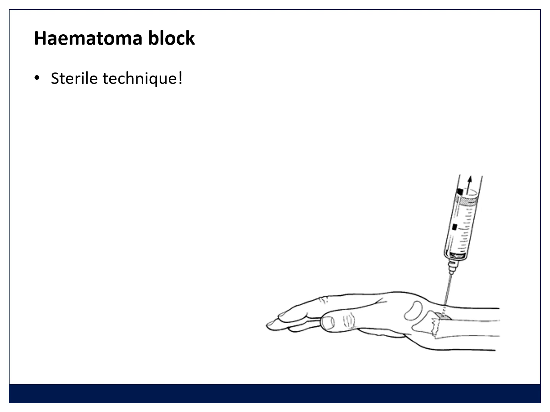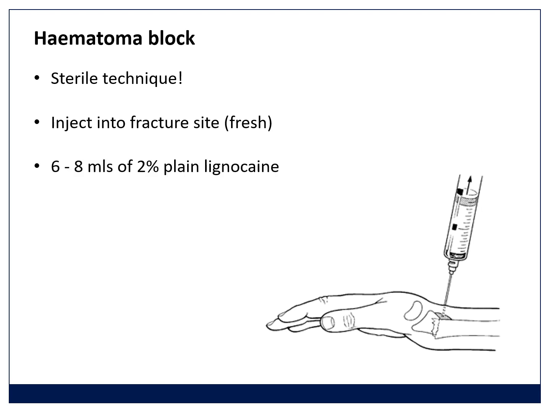Now there are multiple descriptions of this block in the orthopedic literature and in the anesthetic literature, and it's not felt that the risk is very high, but for me that's the thing that I'd be quite careful about. I would use sterile gloves. I would clean the area very well. So use sterile technique, inject into a fresh fracture site. It doesn't work if the fractures are very old.